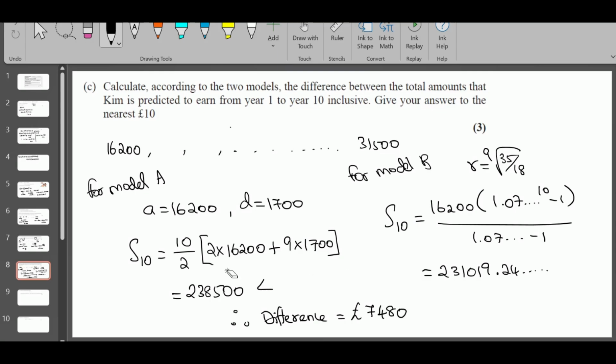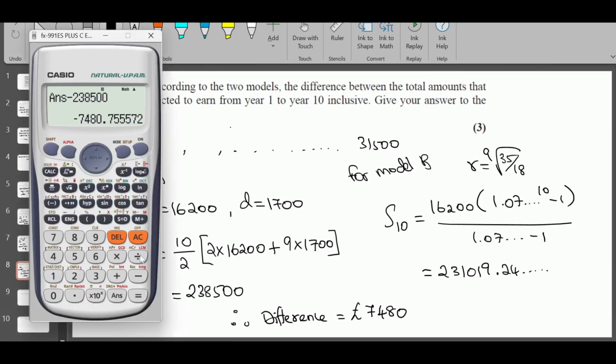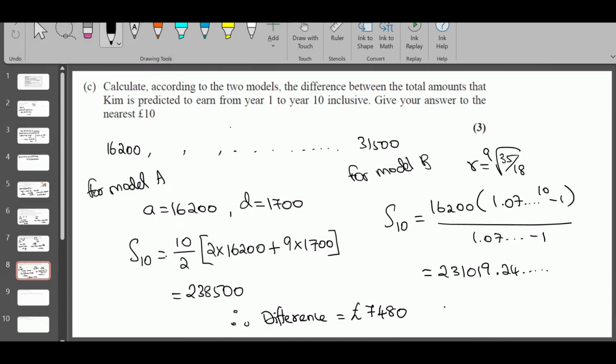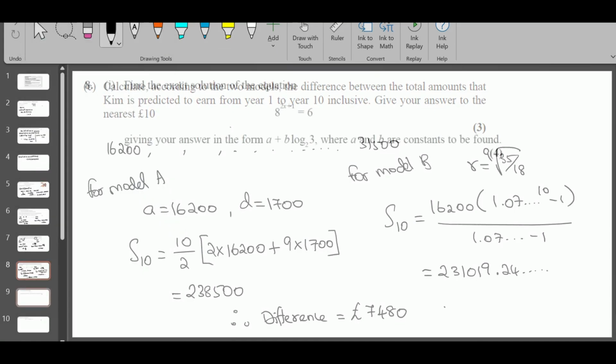When they say difference, you need to take the bigger number minus smaller number, or just subtract anyhow. If it's a negative number like this, ignore the negative number. That's all. Question number 8.